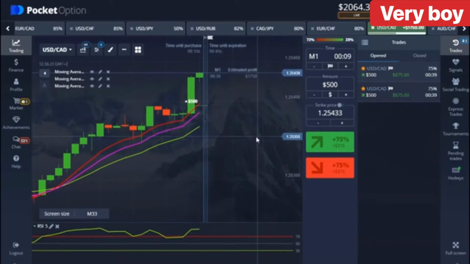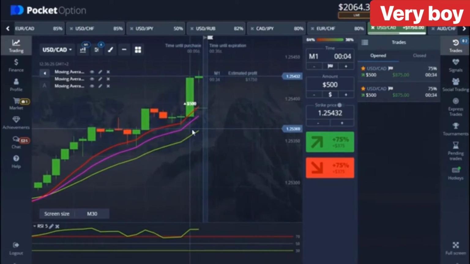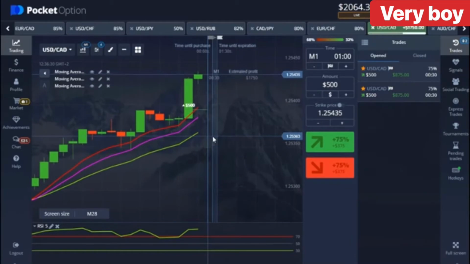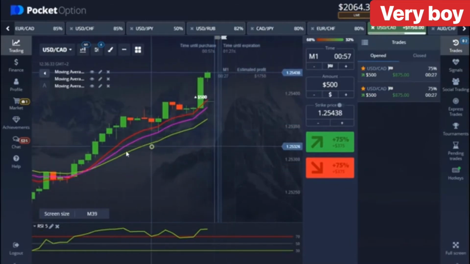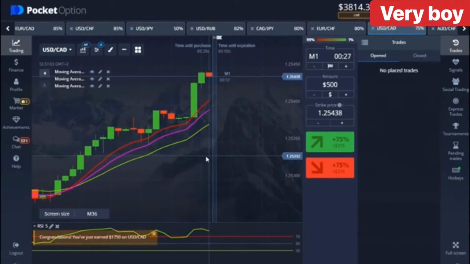As you can see, it's happening right now. So guys, we have less than 35 seconds right now. Let's wait and see if we're going to be in the money in a few seconds. Okay guys, so we're right there in the money. That's a very good one.